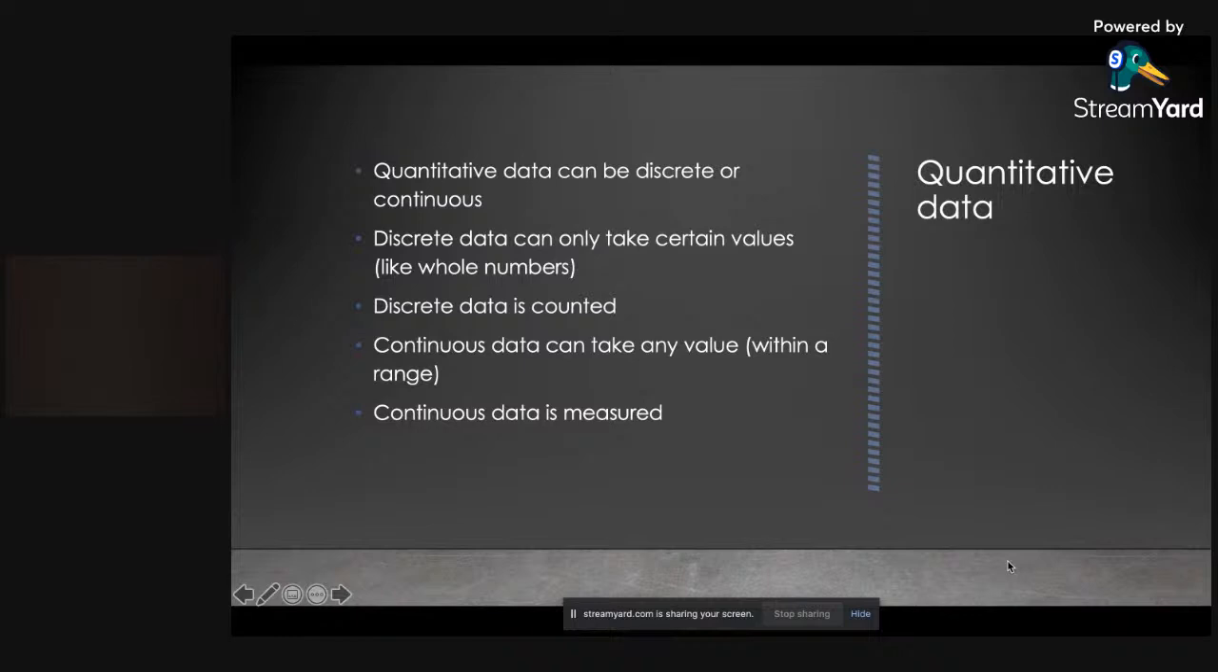So quantitative data can be discrete or continuous. Discrete data can only take certain values, like whole numbers only, and discrete data is counted. Continuous data can take any value within a range that we have identified, and continuous data is measured.